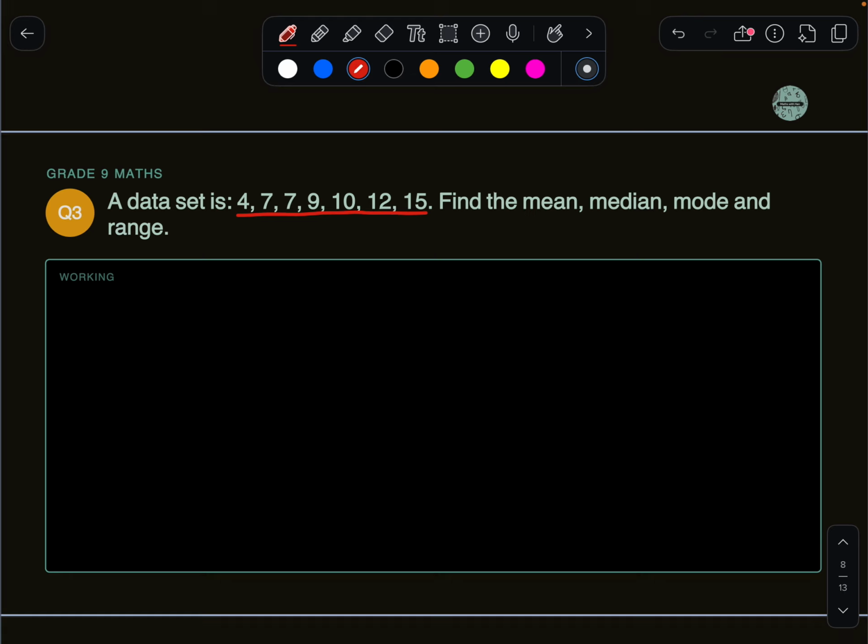So let's work out. The easiest one is always the mode for me. So mode, I remember it, mode is most popular. So the most popular one here is we have 2 7s. So that is our most popular number there.